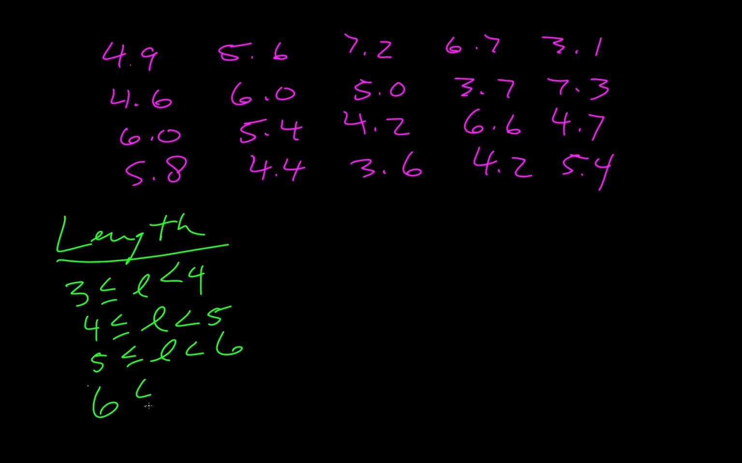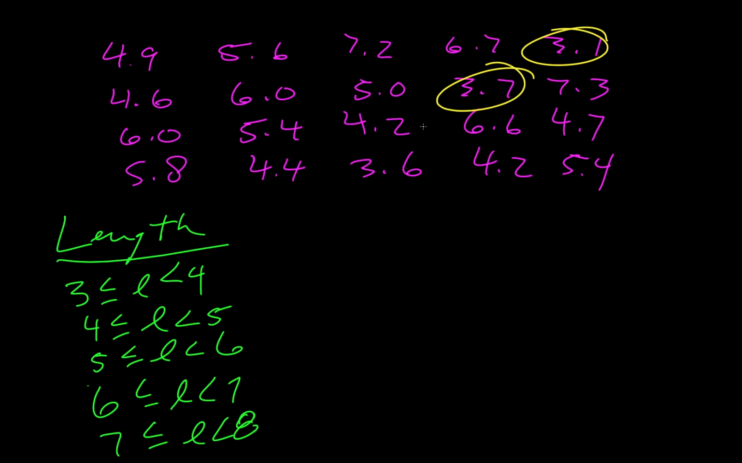And then 6 is less than L is less than 7. 7 is less than L is less than 8. Okay. And then we just need to go in the graph and figure out what all these are. So we can do it as a tally if we want, but I'm just going to do anything that's in between 3 and 4. So essentially I'm looking for something that has a 3 in front of it. So 1, 2, 3. Okay, so I got 3 of those.